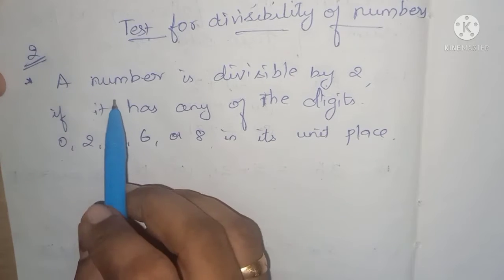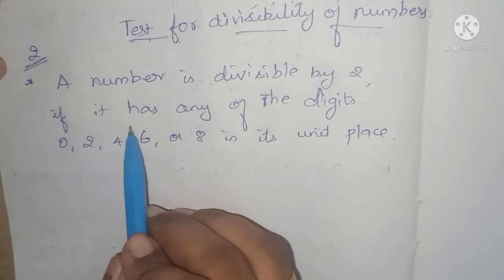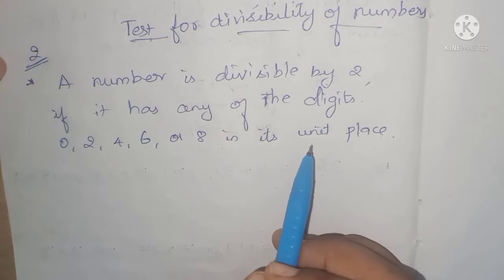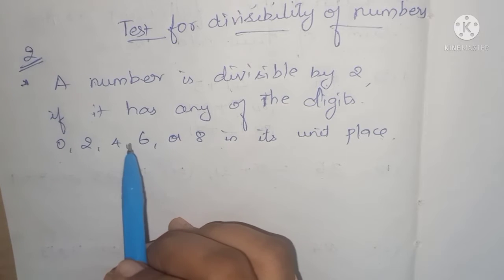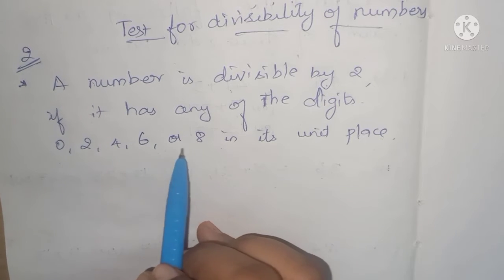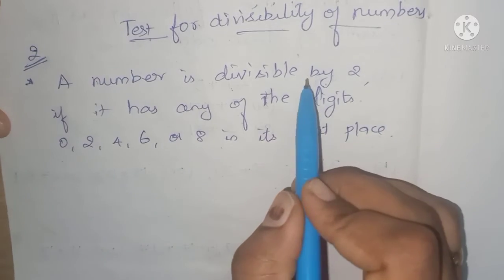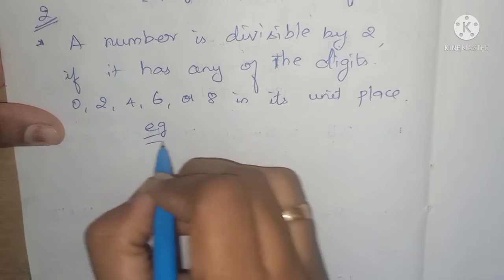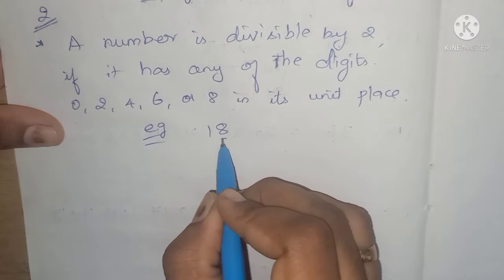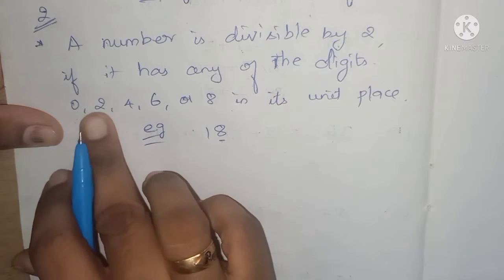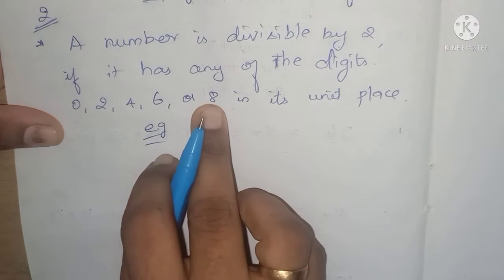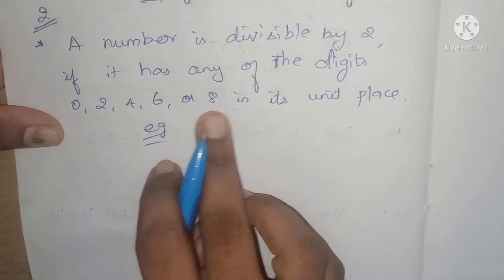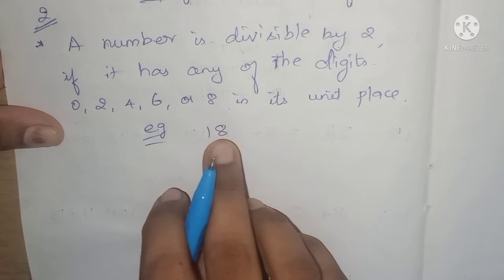A number is divisible by 2 if it has any of the digits 0, 2, 4, 6 or 8 in its unit place. So if a number has 0, 2, 4, 6, 8 in its units place, then we say that particular number is divisible by 2. For example, if we consider 18, in the units place you have 8, that is an even number. If the unit digit ends with an even number, then this entire number is divisible by 2.